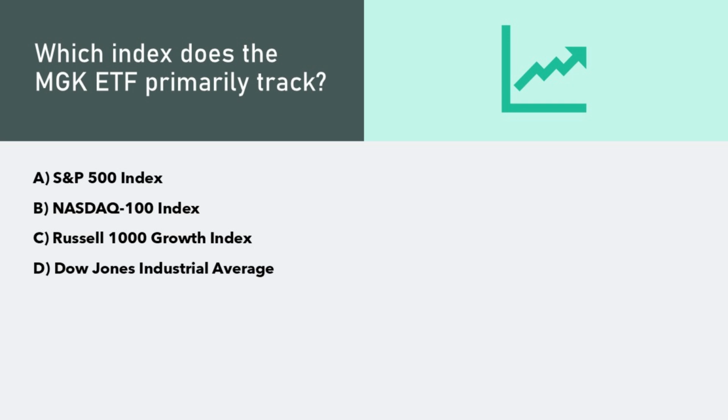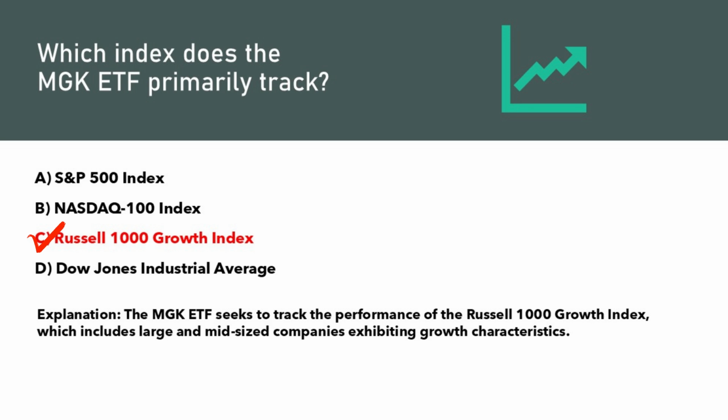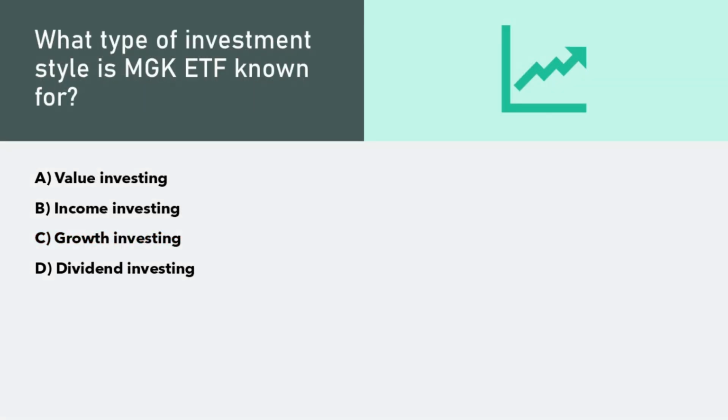Which index does the MGK ETF primarily track? Answer: C. Russell 1000 Growth Index. Explanation: the MGK ETF seeks to track the performance of the Russell 1000 Growth Index, which includes large and mid-sized companies exhibiting growth characteristics. What type of investment style is MGK ETF known for?